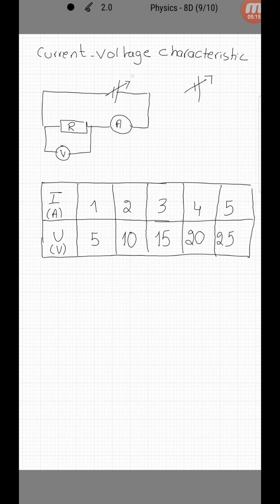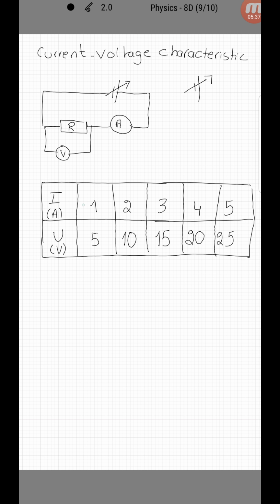Now, of course, when I change the voltage of the battery, the current in the circuit will change. When I change the voltage, the current will change. Now, the ammeter will measure the current that will pass through the resistor, and the voltmeter will measure the voltage of the resistor as I change the voltage of the battery.